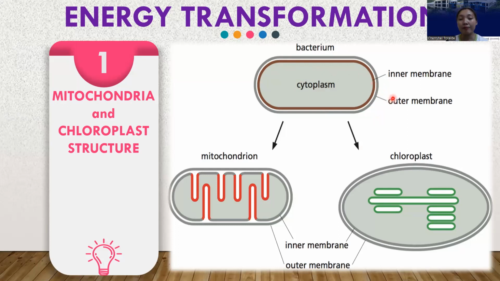Aside from that, the bacterium, the mitochondrion, and the chloroplast, these three have an inner membrane and outer membrane. So yun daw yung parang similarity nila. And these are structurally similar. So meaning, yung components ng inner membrane and outer membrane of the bacterium is parang kapareho doon sa mitochondrion and the chloroplast. So ano yung similarity nila? The presence of inner and outer membrane, and number 3, the sites of energy transformations.